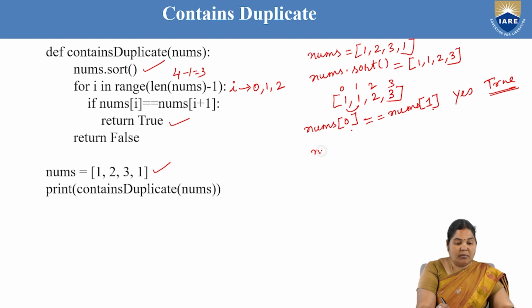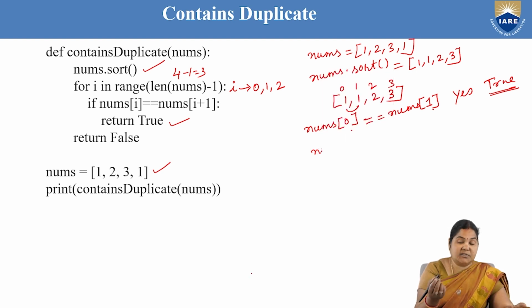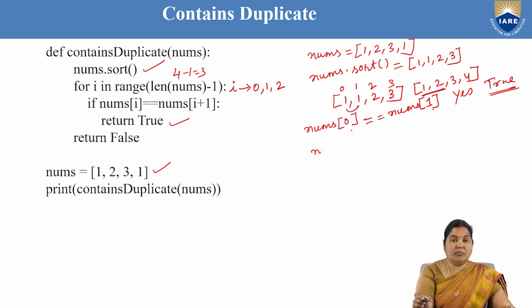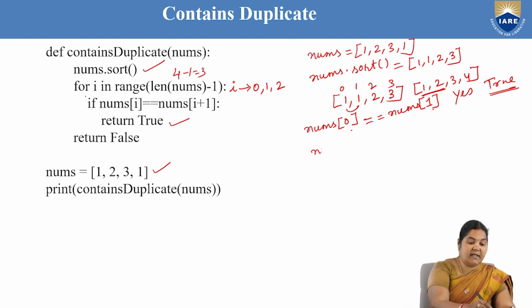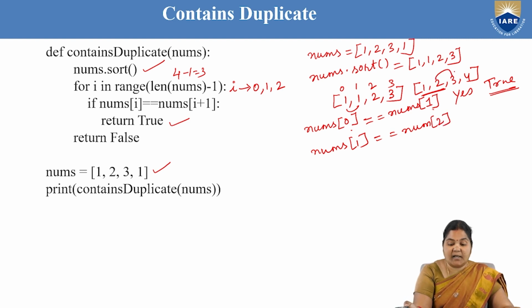If it is returning true, it will come out. But if it is false, for example, suppose the test case is 1, 2, 3, 4. First time 1 and 2 are different elements. So second time it will run for i is equal to 1. If nums of 1 is equal to nums of 2, that means we are comparing 2 and 3. Are they same or different? No. So it will return false.